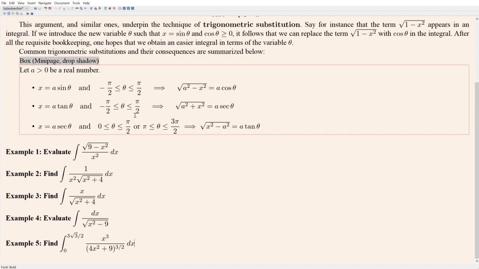So don't worry too much about the range of the thetas that we're dealing with here. We're just specifying this range of thetas so as to guarantee that we can take positive branches of the root. So that's just a technical consideration.